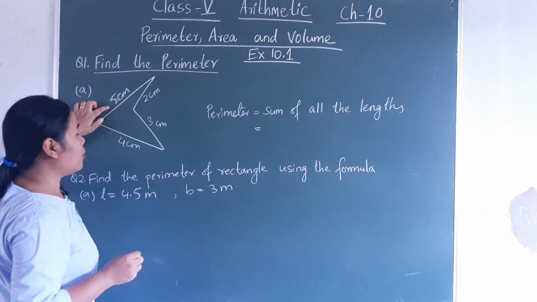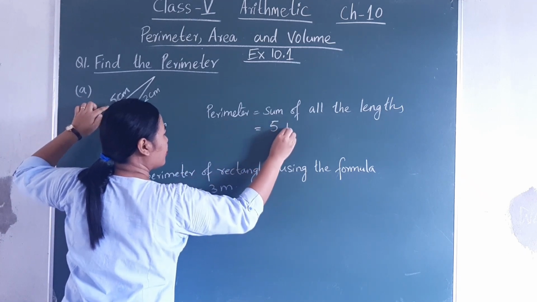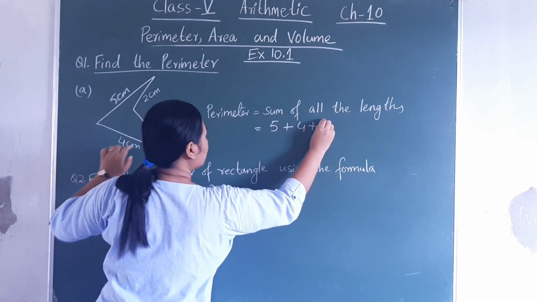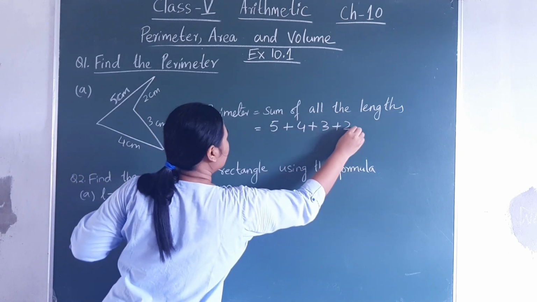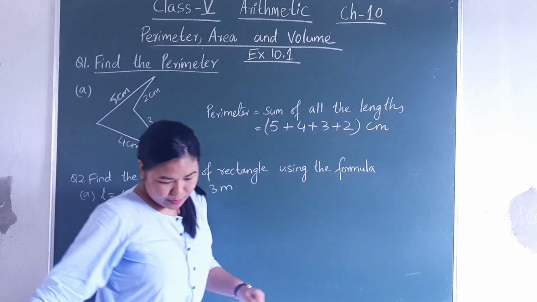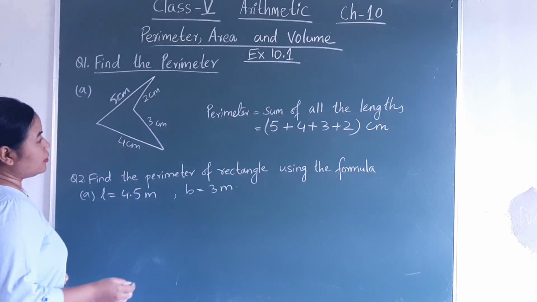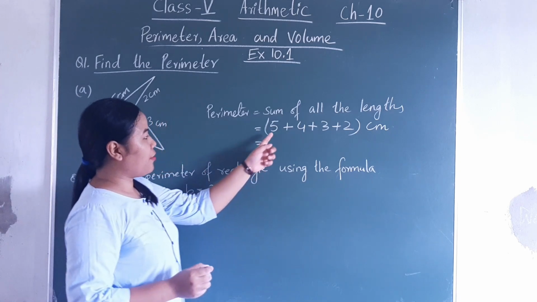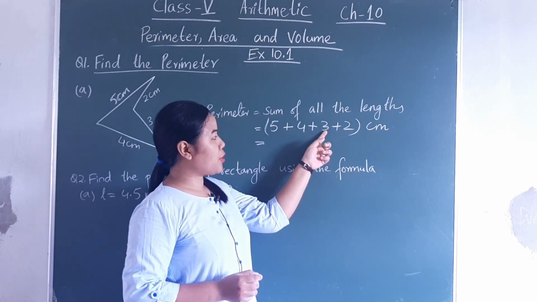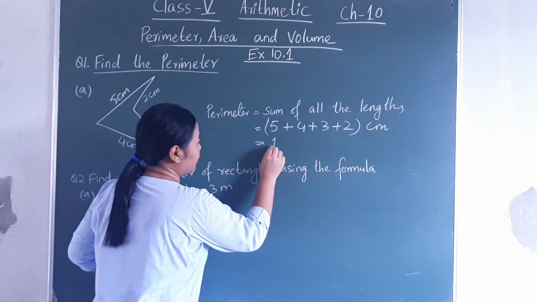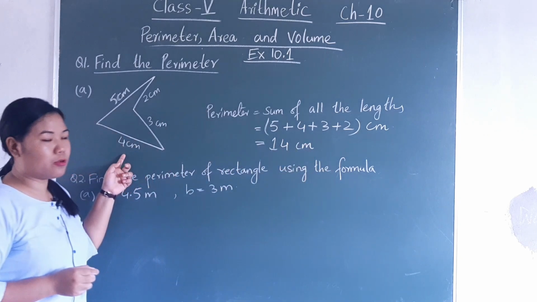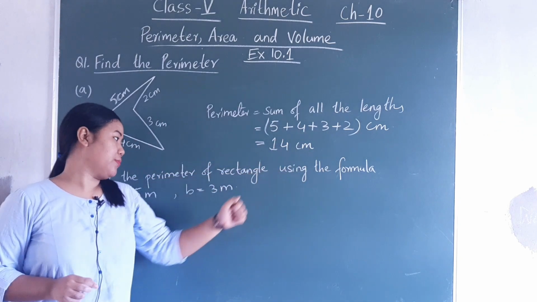Now 5 plus 4 plus 3 plus 2 centimeter. Now you add this. 5 plus 4 is 9, 9 plus 3 is 12, 12 plus 2 is 14. So the perimeter of this given closed figure is 14 centimeter.